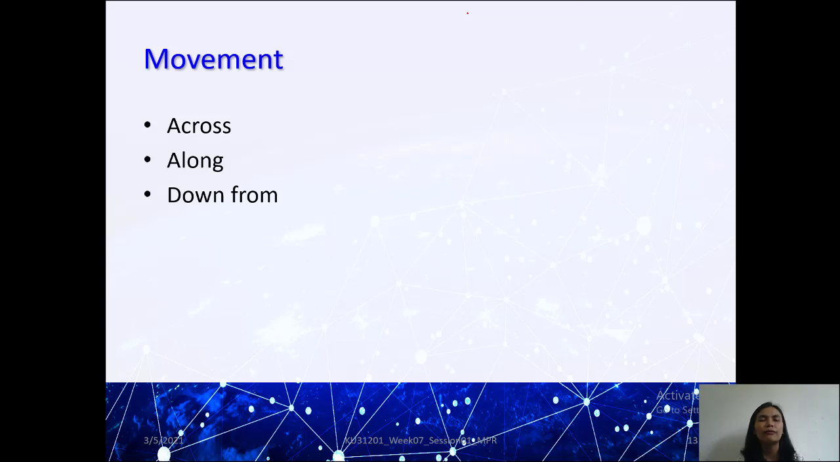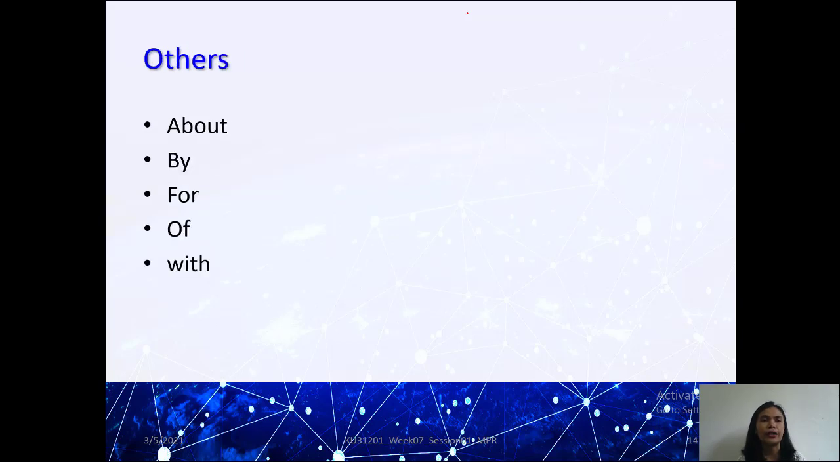And then we also have preposition of movement, which is across, along, down, from, and etc. There are quite plenty more. You can find the resource online. I think there are quite plenty of explanations about prepositions over there. Yeah, and these are also other prepositions: about, by, for, of, and with or without.